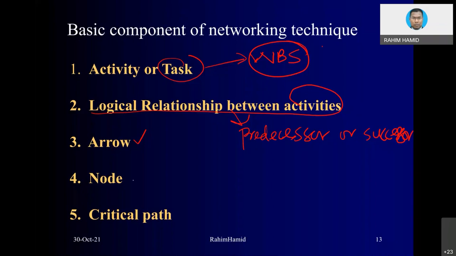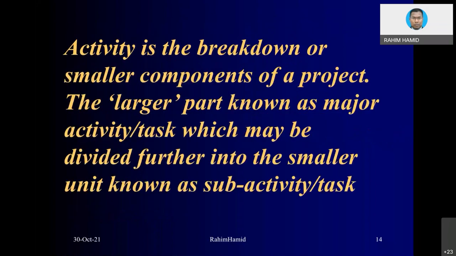Of course, node is there. Okay, node in arrow diagram shows basically event, starting event and finishing event. Whereas node in AON diagram indicates the activity itself. And then path or critical path. Okay, later on we will introduce those things. Activity is the breakdown. Okay, we already mentioned those things.